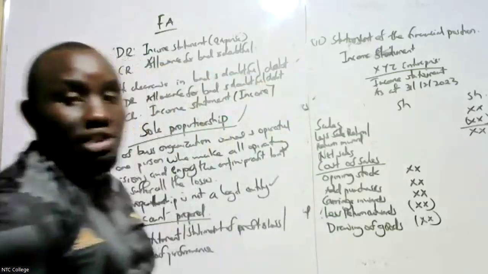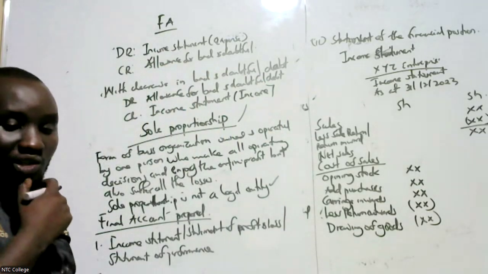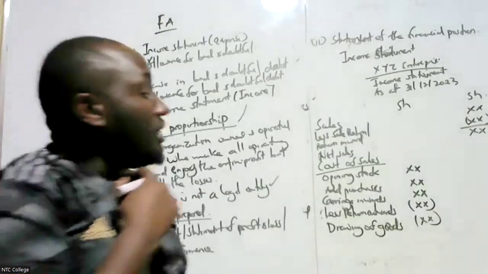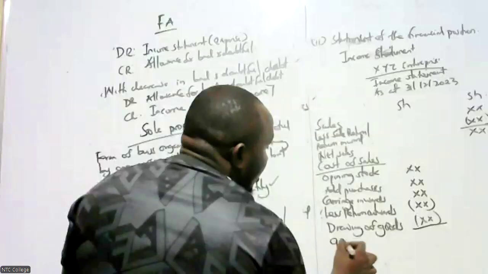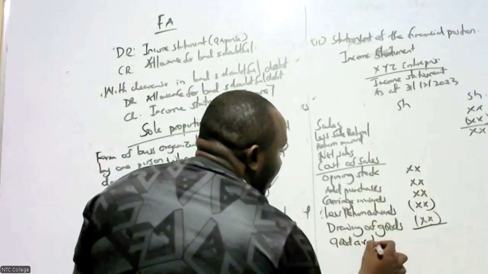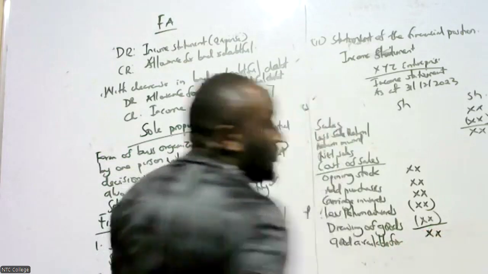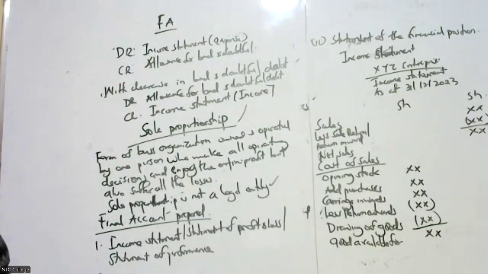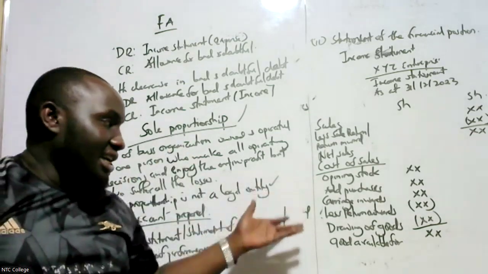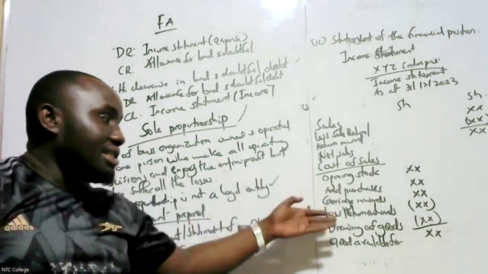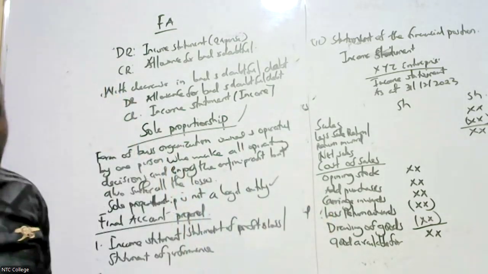I hope you have the notes. So just on your side, you look at the notes in the format altogether. So when you less this, it gives us goods available for sale. When you have opening stock, you add the purchases. We have the carriage inwards. Return outwards is the same as purchase return. Less drawing of goods. We have goods available for sale.